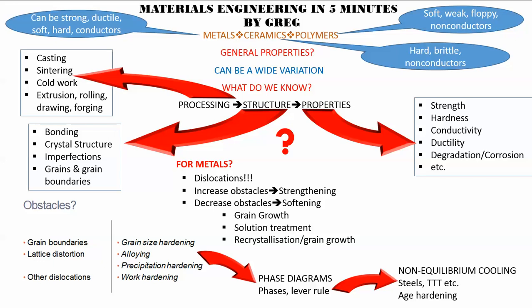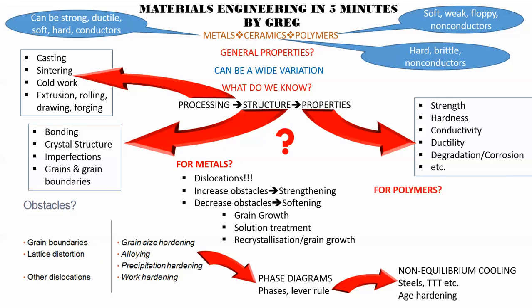in particular we looked at steels, we looked at TTT diagrams, and we saw that the faster we cool the steel, the harder and more brittle it gets, and that's because we're increasing the distortion in the lattice, so we're hindering dislocation movement. Also, age hardening really is a non-equilibrium cooling where we quench the steel from the single phase region. So there's a couple of examples of non-equilibrium cooling that we looked at.